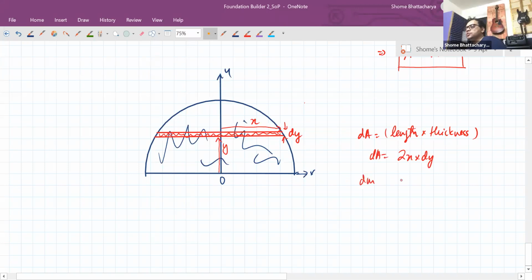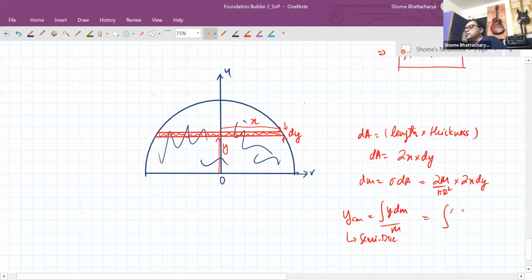So the mass of that strip will become sigma dA. That is again 2m upon pi r square into 2x dy. So the y coordinate of the entire semi disk will come from the integration of y dm divided by total mass. That will now be given by 4m upon pi r square into xy dy, because of this y, divided by the total mass.